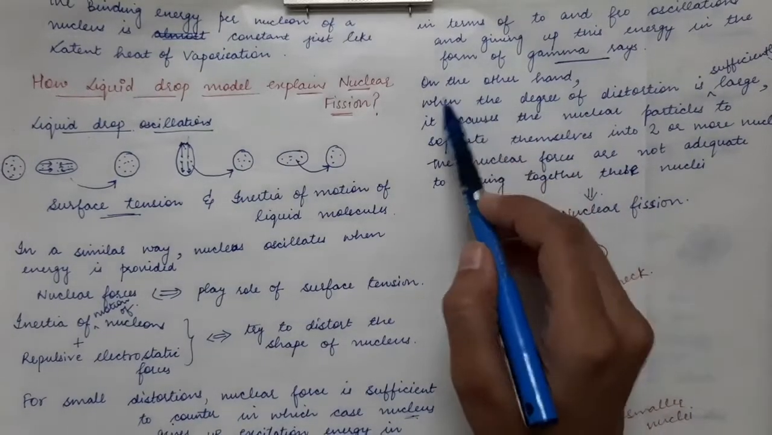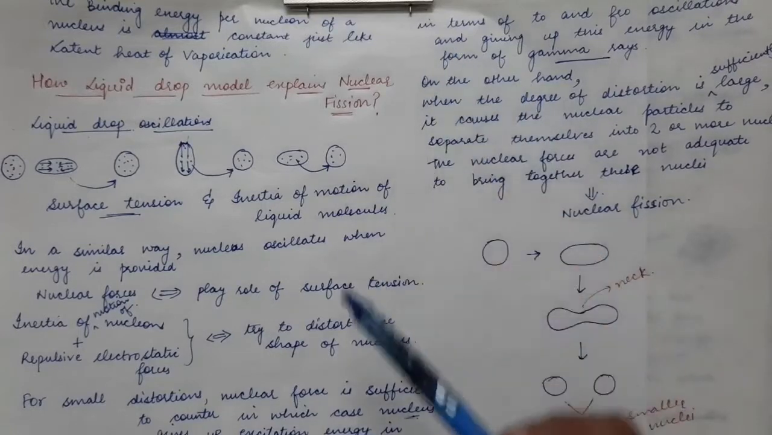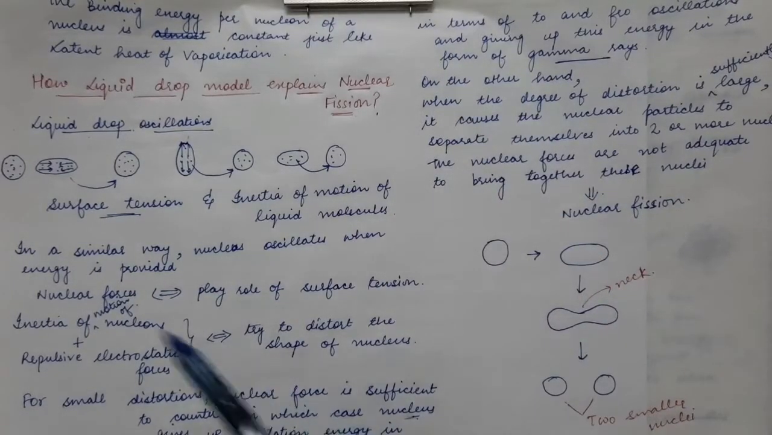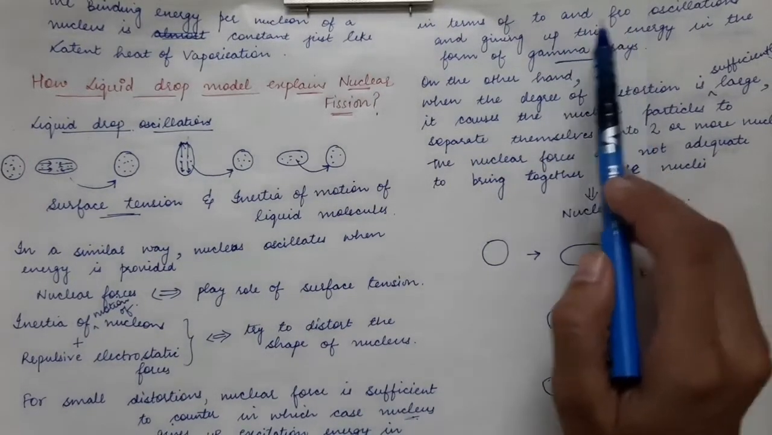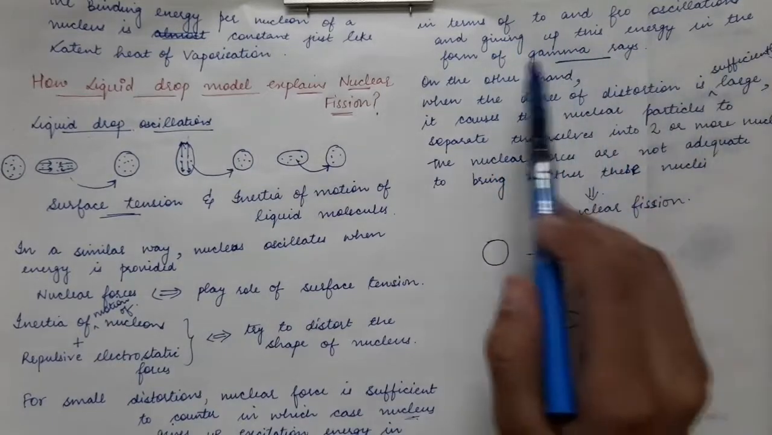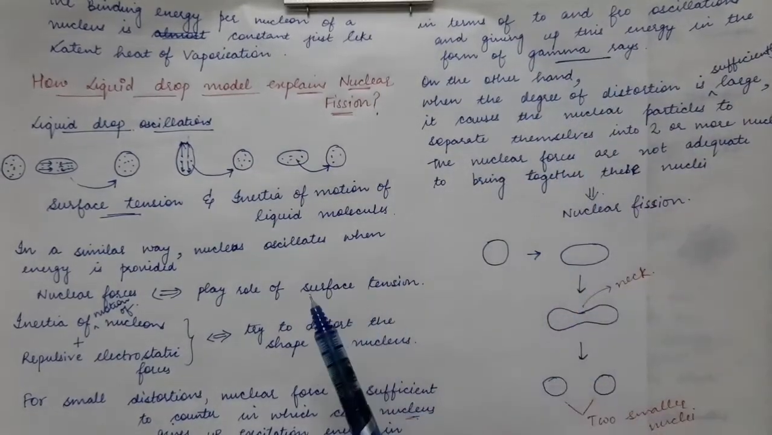On the other hand, firstly, this was for the case when the energy imparted to the nucleus is not enough to break the nucleus. So we have only small distortions. In that case, the nucleus will just oscillate to and fro, and the extra energy will be given out of the nucleus in the form of gamma rays.